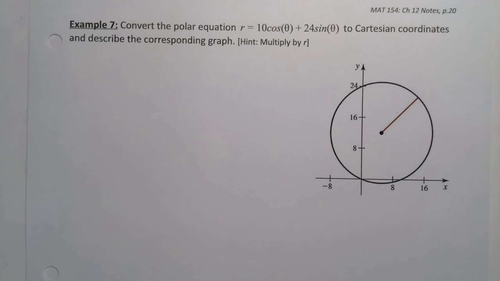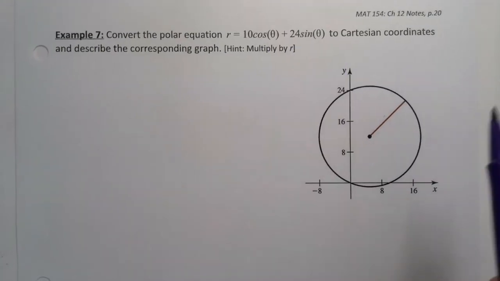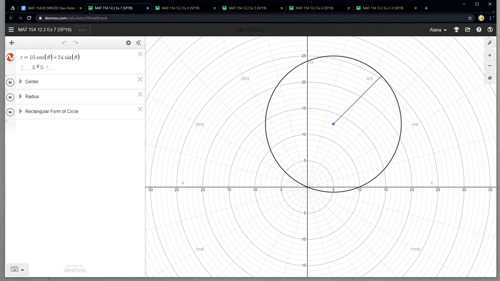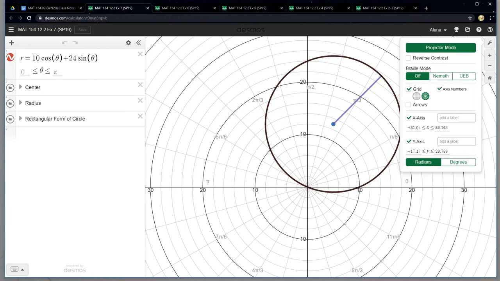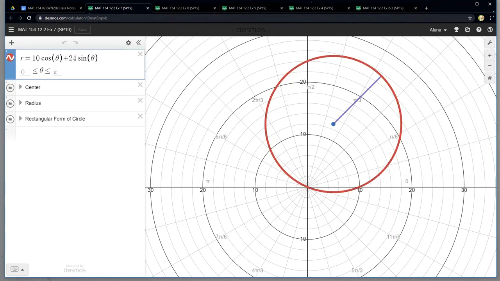So consider this polar equation, which is r is equal to 10 cosine theta plus 24 sine theta. This is what it looks like. I can prove it because I graphed it in Desmos, and here it is, right there, right? So 10 cosine theta plus 24 sine theta. It obviously has a center, right? Hello, center, which is that point, and it has a radius. And what we want to know is what's the rectangular form of that circle, right? How can I make that circle into x and y coordinates rather than r and theta coordinates? Although obviously r and theta is very nice for this.